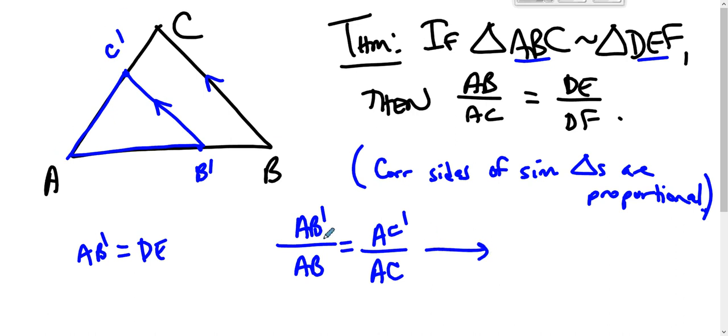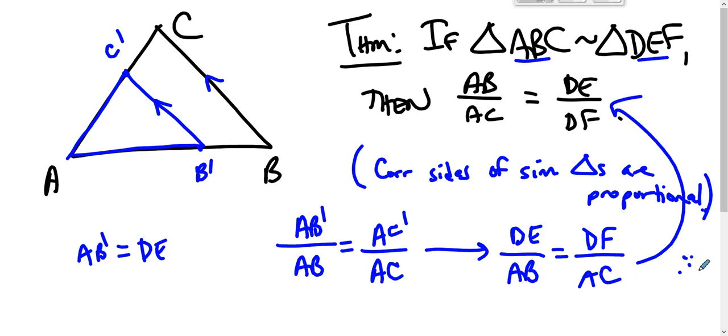But wait a minute, what was AB prime? That's what we got by bringing DE into the picture. And then where did AC prime come from? Well, that was the side that corresponded to DF. I'm pretty sure that a little bit of algebra is going to turn this into that. And we're done.